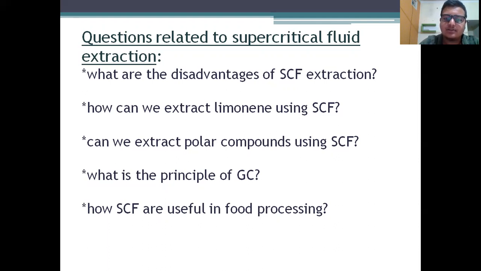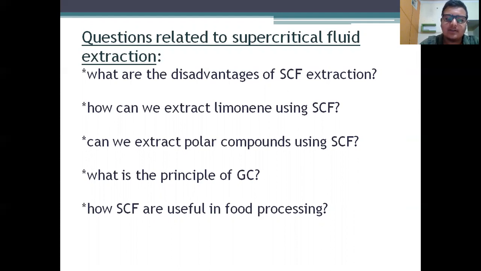So these are some disadvantages. The pumps which are used in supercritical fluid to generate the pressure are much bulkier and economically costly when compared to other methods. So these are all the disadvantages of supercritical fluid extraction.